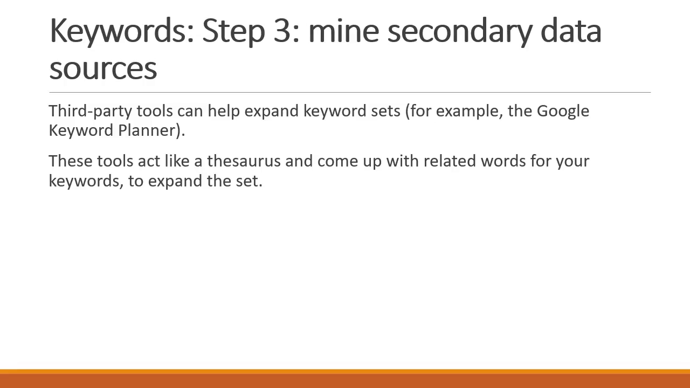Okay. Then we can use third-party tools. Google has a keyword planner. Their keyword planner acts like a thesaurus to come up with related words for our keywords to help us expand the set. If we're a local restaurant, we want keywords to come up in searches such as food near me if people search for that.